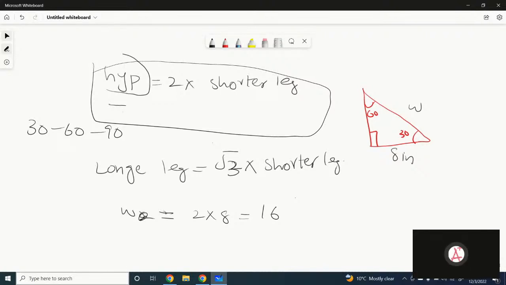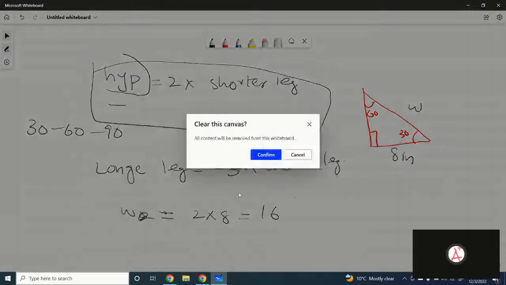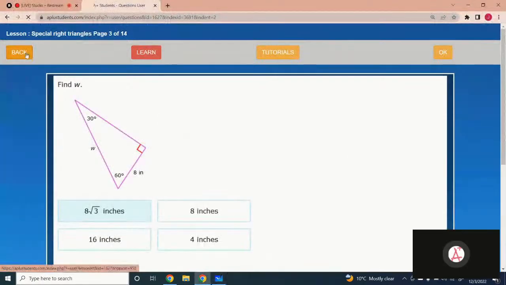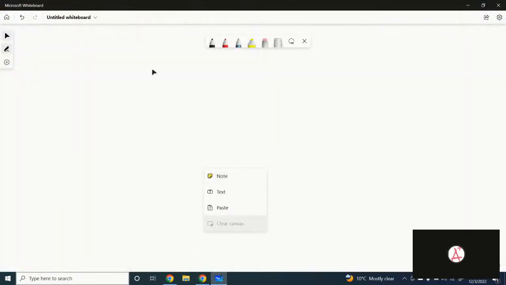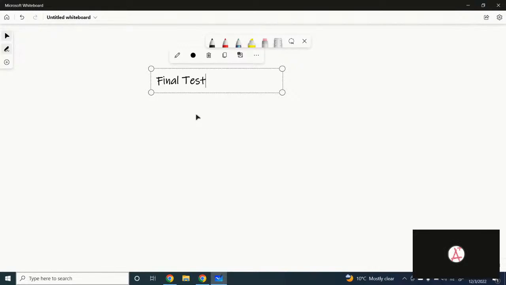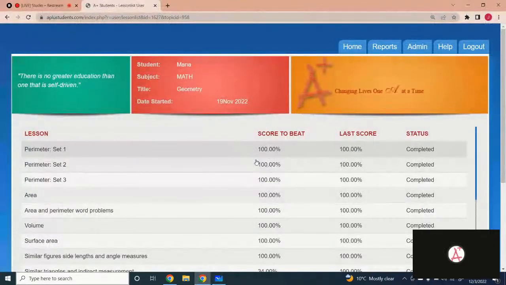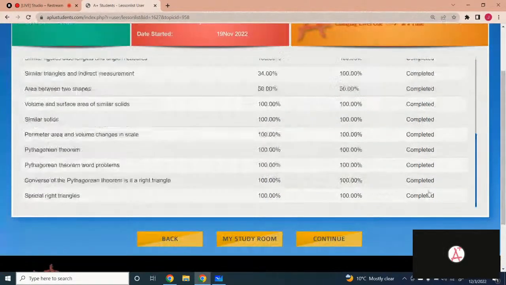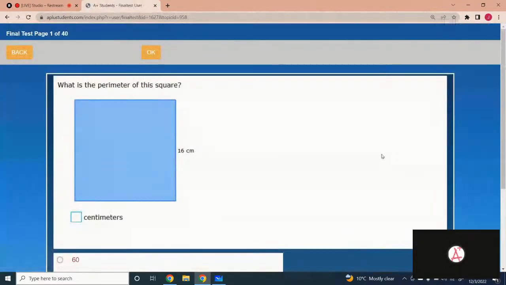You can complete the test by yourself later today. So let me just move on to the next topic. The next topic is the final test for this same chapter, geometry. Let's start with the final test for the chapter geometry. Got it? Let me just click on the back button and let's start with the final test. That is the final test of the chapter.